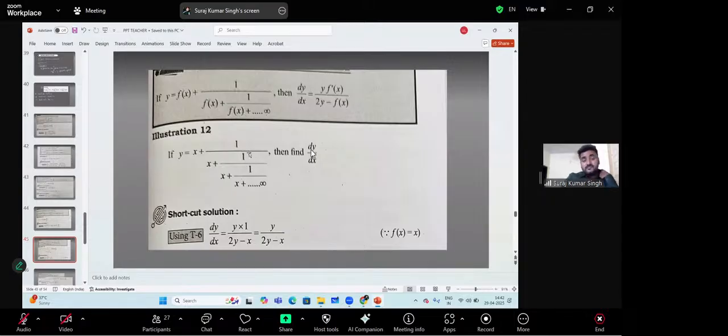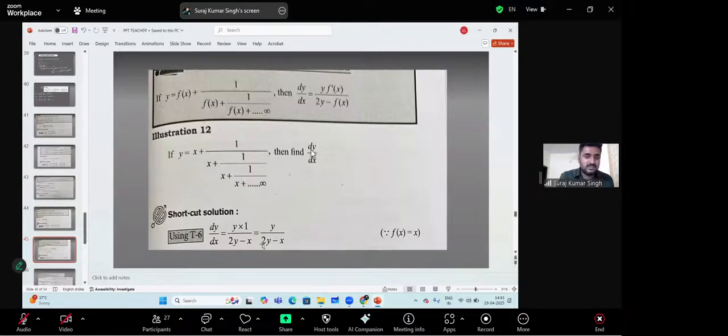Means the student will see this question and will be very interested to give the answer very fast. Okay, now in place of x, suppose sin x is given: sin x plus 1 by sin x plus 1 by sin x plus 1 by sin x, like that, and we have to find the derivative. So dy by dx equals y into the derivative of f of x as sin x, that is cos x, y into cos x whole by 2y minus sin x. This will be the answer.